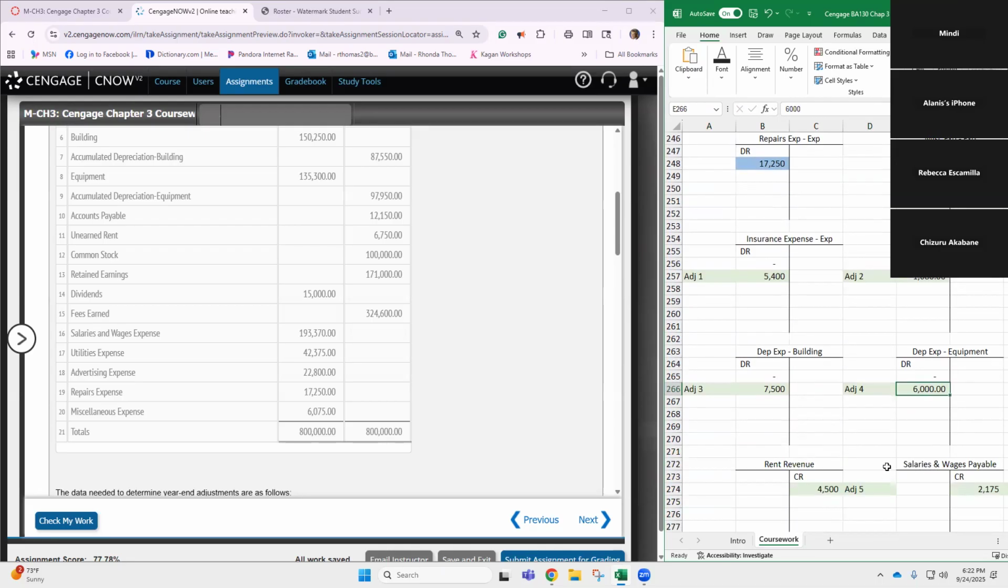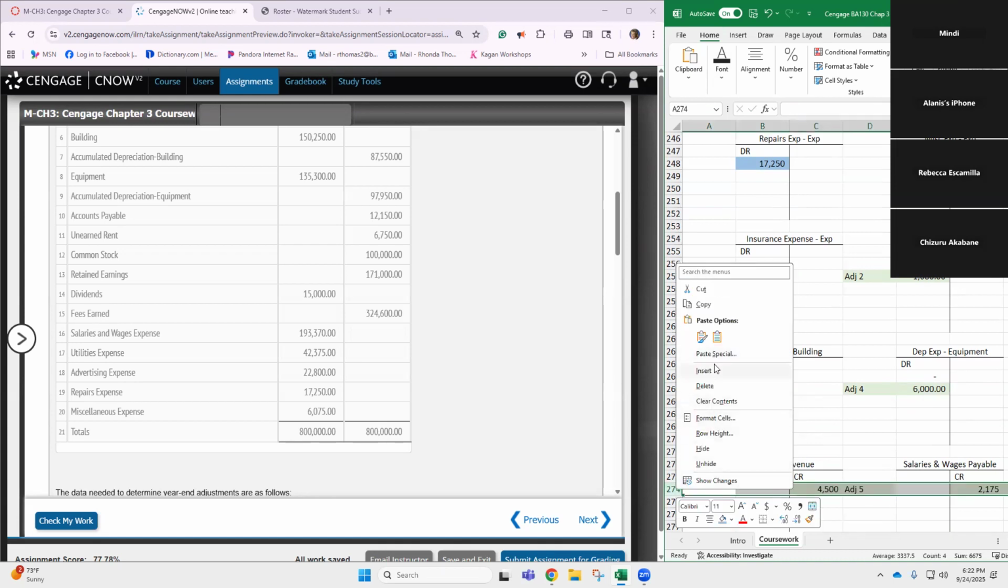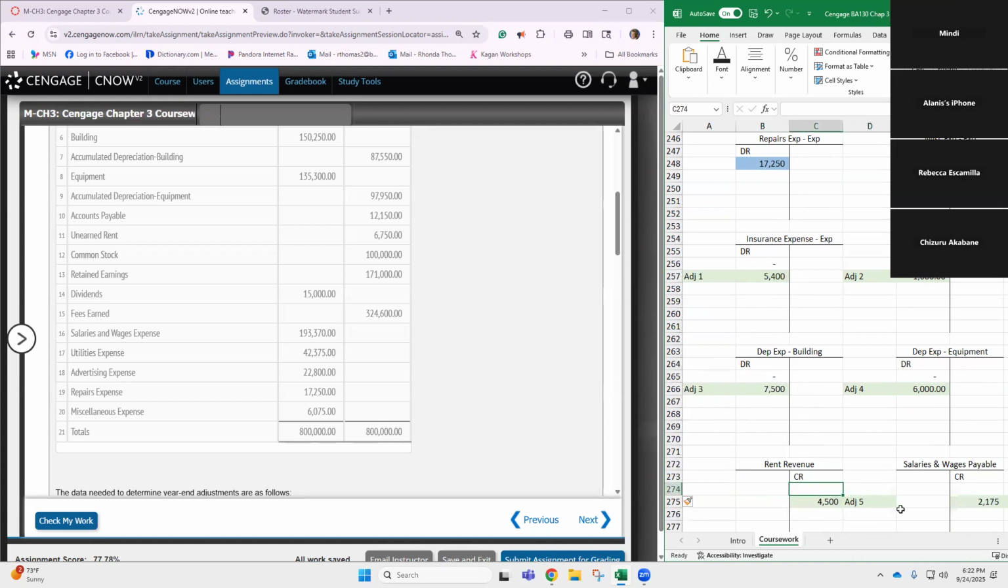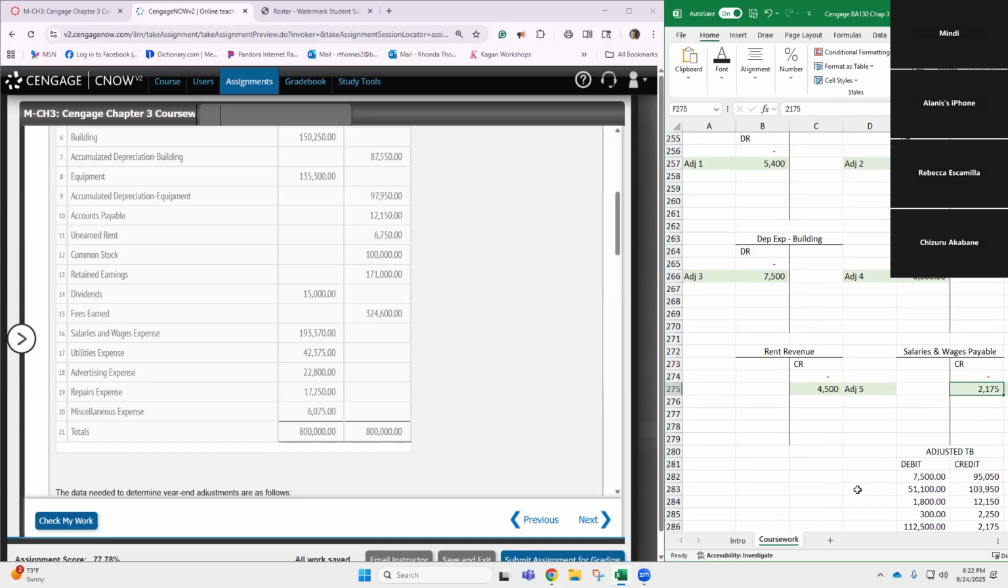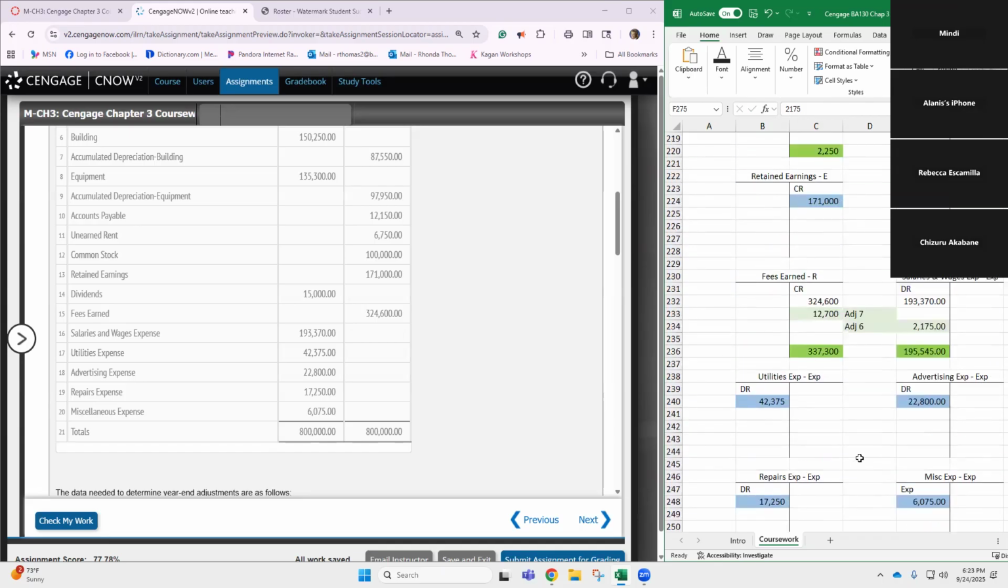You should have a rent revenue account somewhere next to your fees earned. It's going to have a 0 in it, so put a 0 on the credit side. It started with 0. And then your salaries and wages payable is also going to have a 0 on the credit side to start with. Okay? How are we doing?